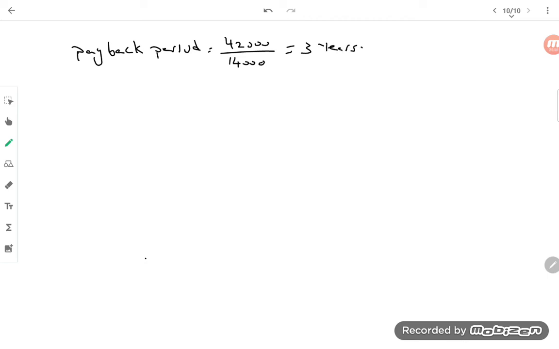In case of Project number 2, it's a mixed stream of cash inflows. They are not equal to each other. So it's not going to be calculated straightforwardly. But we have to get this for Project A.